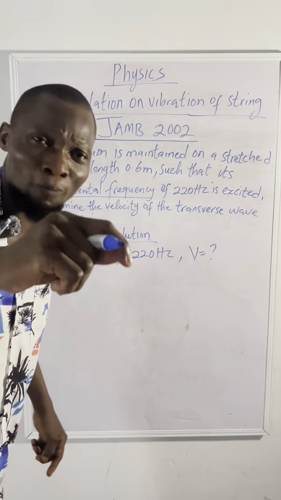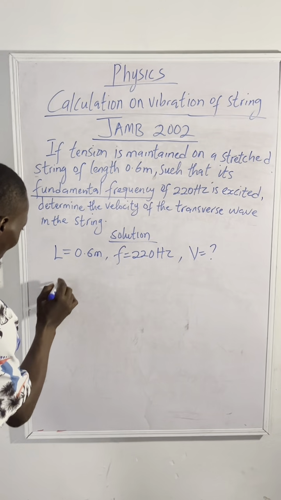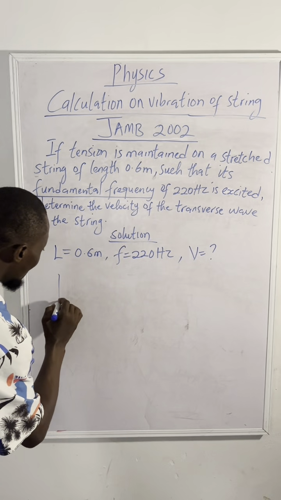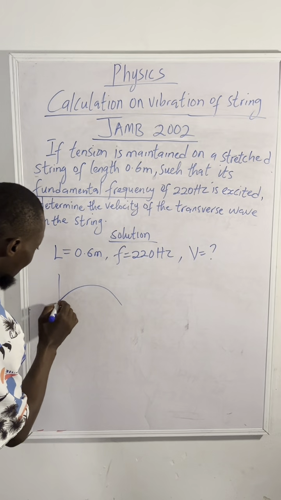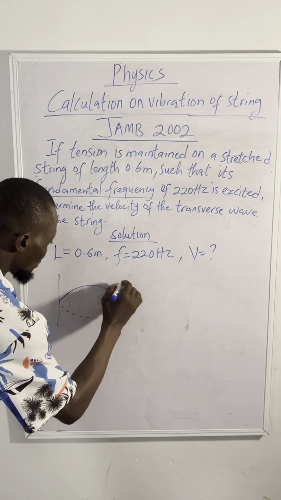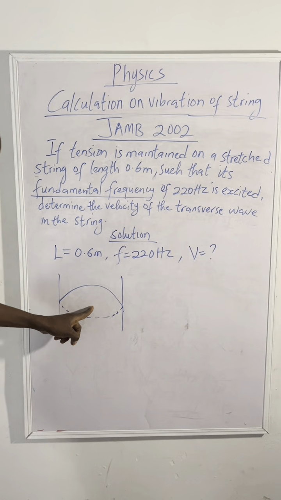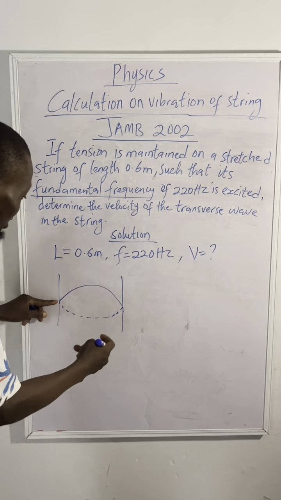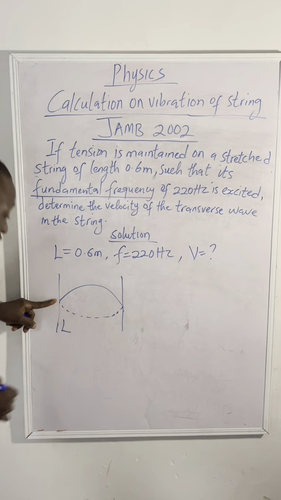Now, how do you draw the fundamental mode of vibration of a string? This is how to draw the fundamental mode of vibration of the string. So once you are able to draw this, then you know that the distance from ear to ear is the length of the string. So this is the length of the string.